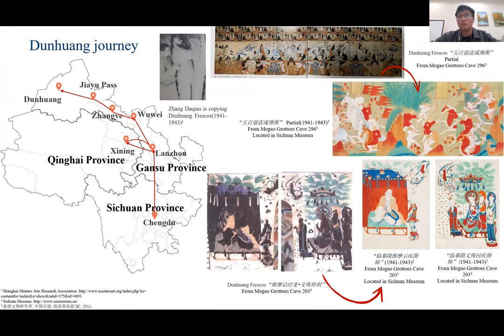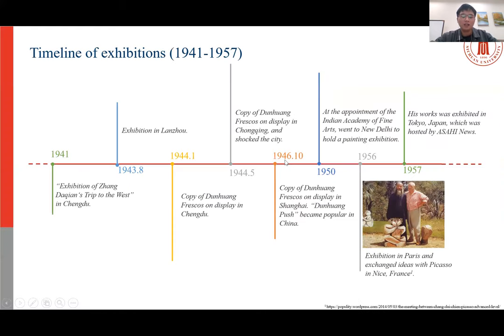For example, he copied the Five Hundred Robbers Becoming Buddhists painting from Mogao Cave 206, and copied the Sui Dynasty paintings from Cave 203. In 1941, Zhang Daqian asked his friends to hold an exhibition entitled Exhibition of Zhang Daqian's Trip to the West in Chengdu. With more and more copied paintings, the exhibition gradually spread to Lanzhou, Chongqing, Shanghai, and other cities. This stimulated a strong Dunhuang trend in China at the time.